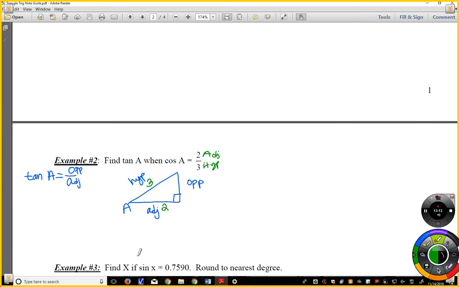So now I have a picture in which I can answer the question about putting together the tangent ratio. So tangent is opposite over adjacent. Opposite I don't know, but adjacent I have as 2. So I almost have this ratio. Okay. How will I find the opposite side?